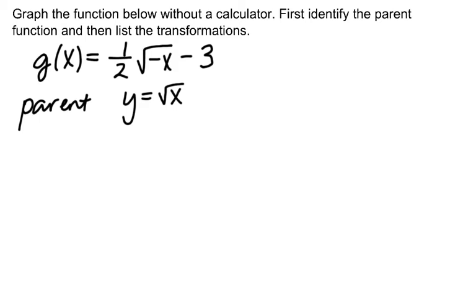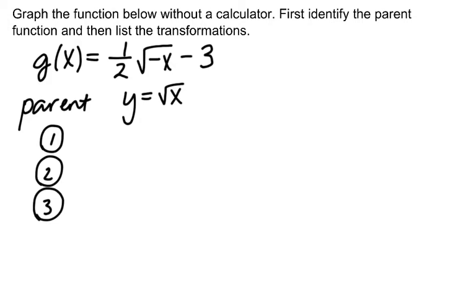When we write the parent function, it's important that you actually write y equals the square root of x, so you're writing a function rather than just simply writing the square root of x by itself, which would be an expression, not a function. Now we want to identify the transformations that have taken place. And in this case, there are 3.